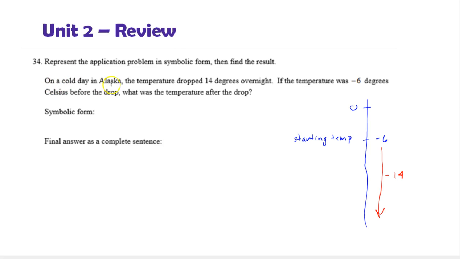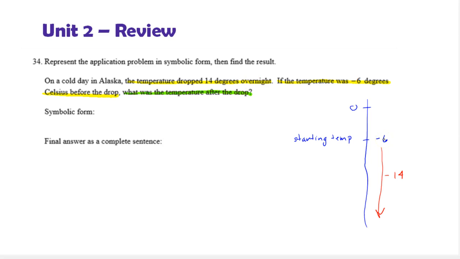On a cold day in Alaska, the temperature dropped 14 degrees overnight. If the temperature was negative 6 degrees Celsius before the drop, here comes the question, what was the temperature after the drop? Okay. So here's a diagram, and notice they originally tell us about the change, and then they mention the starting point. So here's the starting temperature of negative 6 degrees. Okay. And then the drop was this amount, 14 degrees overnight.